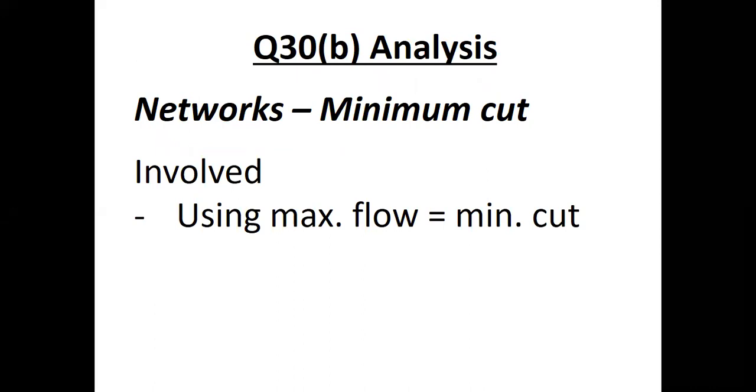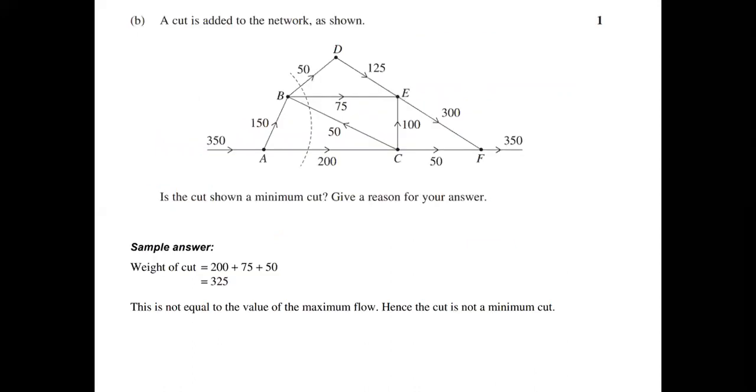Part B involved, again, using maximum flow and minimum cut recognition. Same diagram with an extra line drawn in. And the easy way to answer this question was to work out what the value of the cut was in this particular part and then say, well, that's not the same as the answer to part A. It's bigger than the answer to part A, therefore it's not the minimum cut.